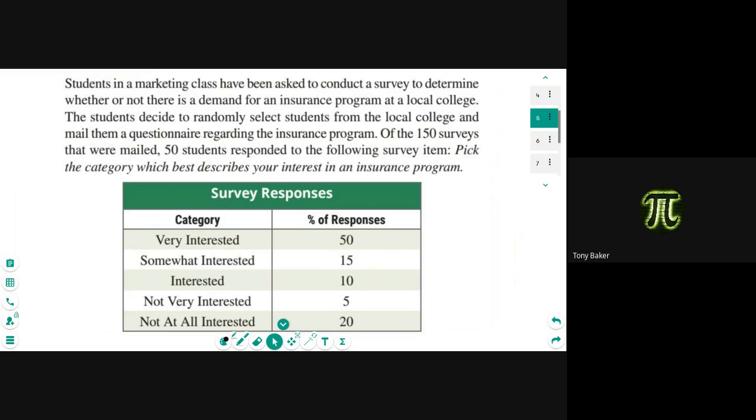All right, so you are all college students. If you got mailed a questionnaire regarding insurance programs from the school, what would you do with it? Why? I don't know. I feel like when I get an email, I just think it's fake. Okay, that's fine. Maybe if it was my email, I would answer it. More likely to answer it in your email. That's interesting. Yeah. All right, what about you?